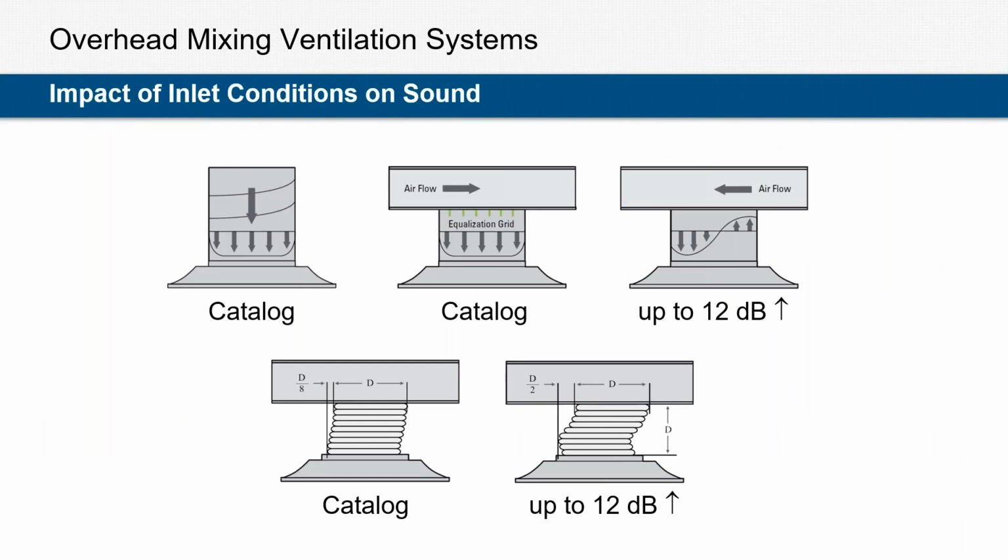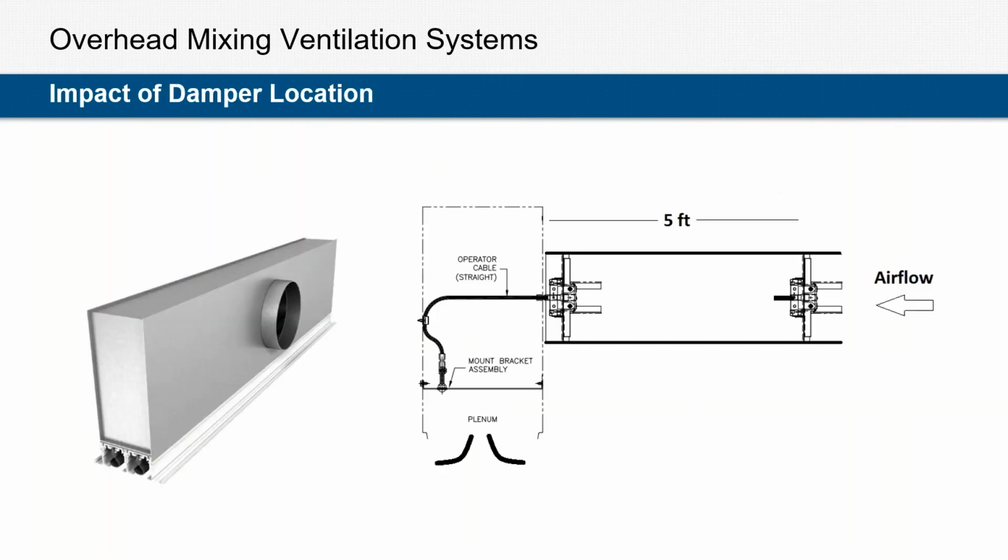Before I go, I do want to hit quickly on the idea of inlet conditions and how that can impact sound performance. So ASHRAE 70 is assuming ideal inlet conditions. If we have less than ideal inlet conditions, we can expect that sound level to increase up to 12 dB. So that's more than double your sound level. And whether that's an abrupt turn into the diffuser, or whether that's flex duct that's not quite straight, we need to take measures, whether that's ensuring that flex duct is straight, or putting something like a flow equalization grid in to help out with that.